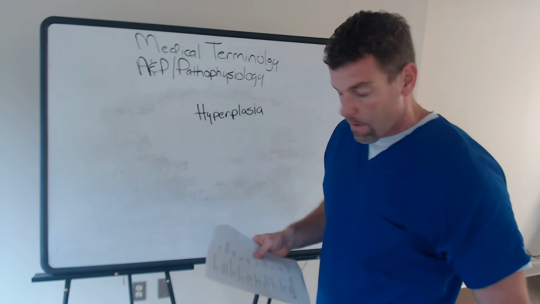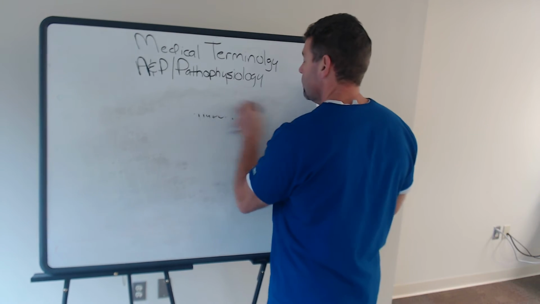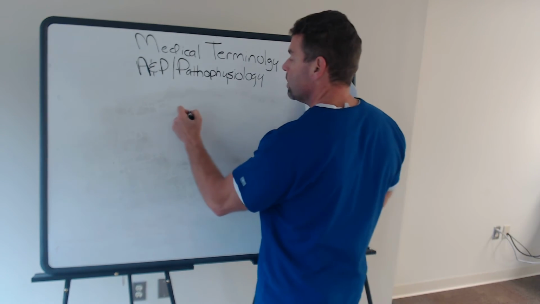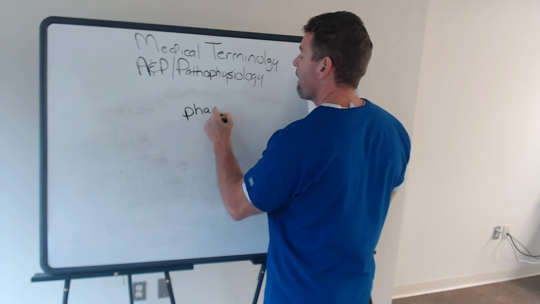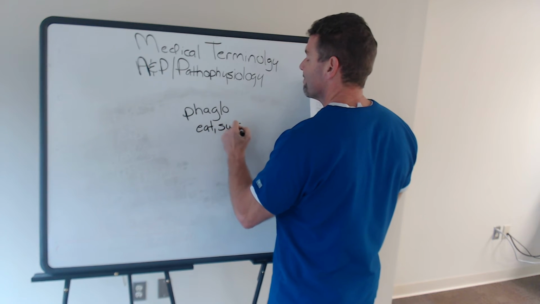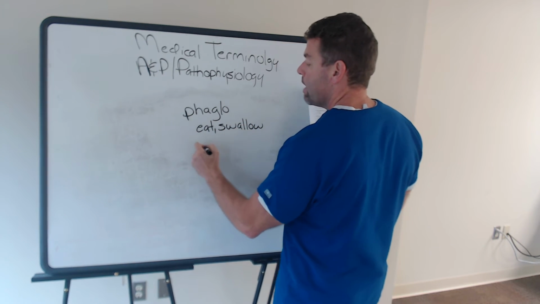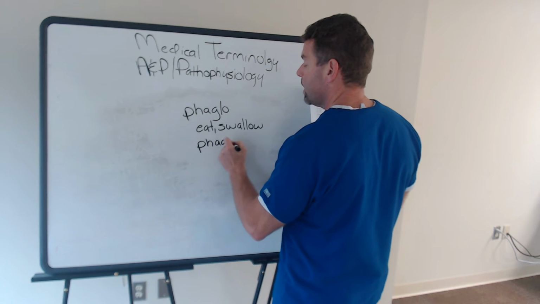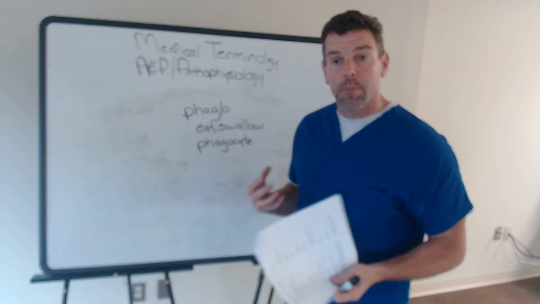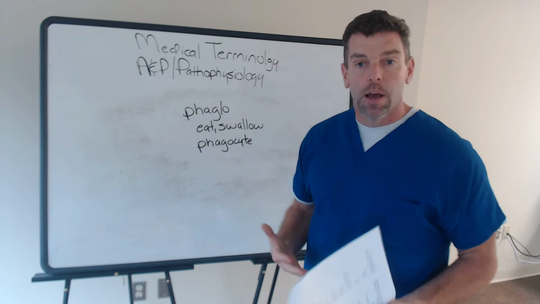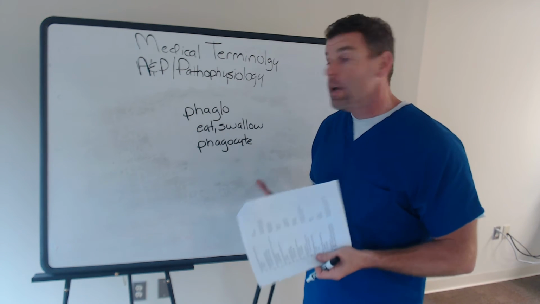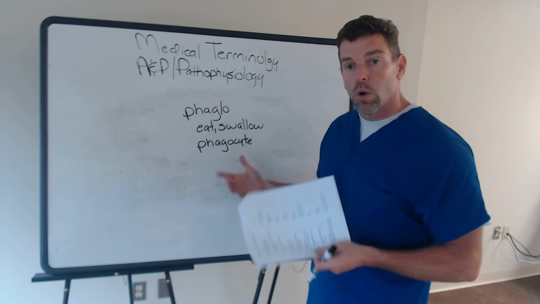Phago, okay, phago. Phago is a word part that means to eat or swallow. A phagocyte is a type of white blood cell that kind of acts like Pac-Man and will eat foreign pathogens. Okay, a bacteria that happens to get into our body might be eaten by a white blood cell called a phagocyte.